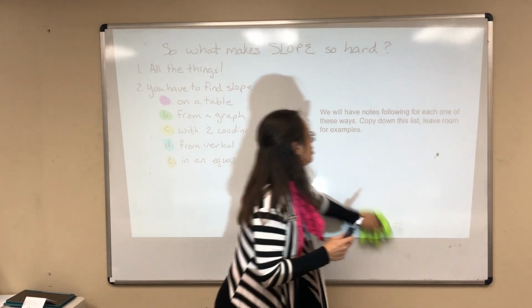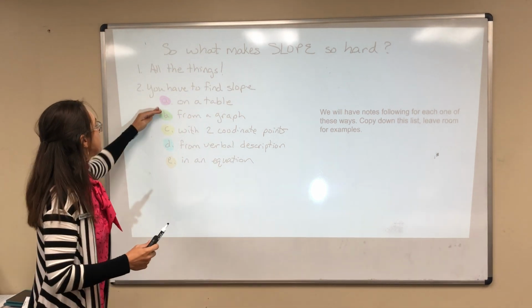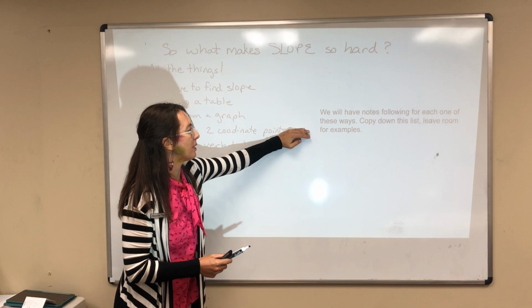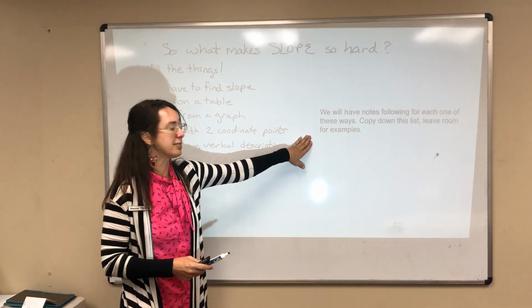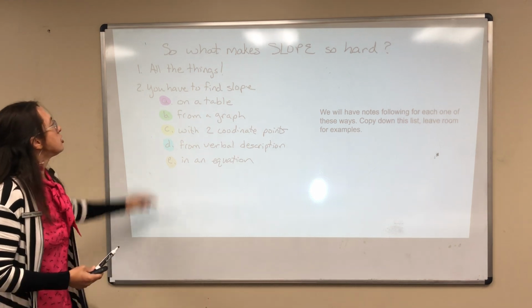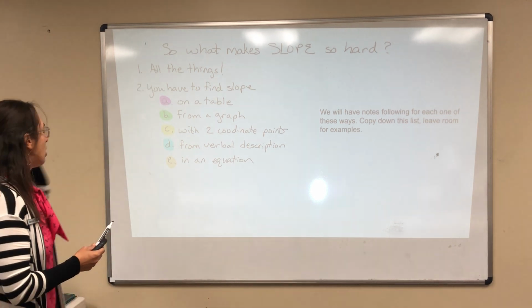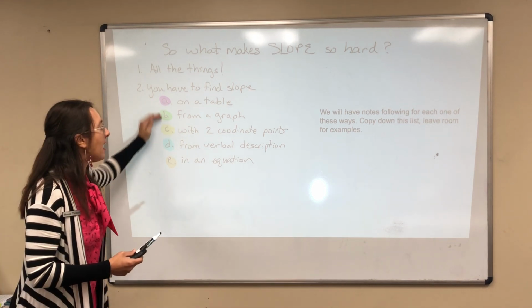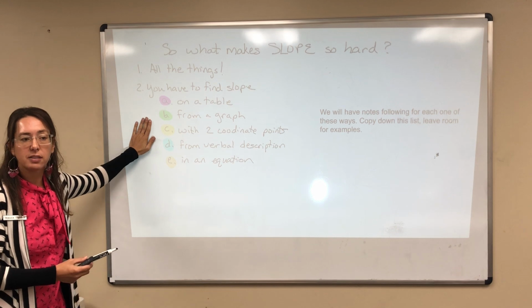So, in your notes, these 5 ways are ways that we're going to learn about slope. I said we will have notes following for each of these ways, so copy this list down and leave room for examples if you're writing it in your notes. Okay? So, what makes slope so very hard? I just wrote all the things, right? Because it has all the things. There are 5 different ways to find slope.